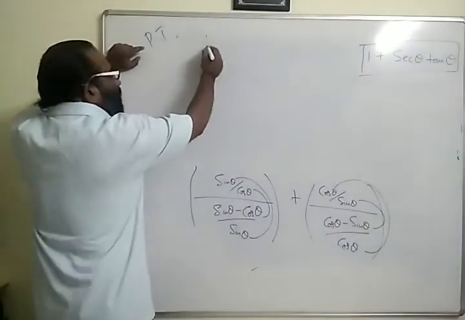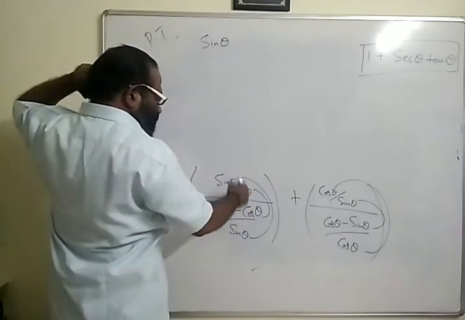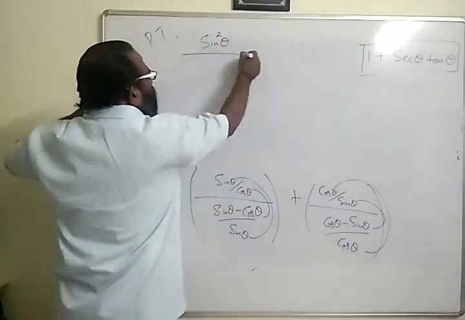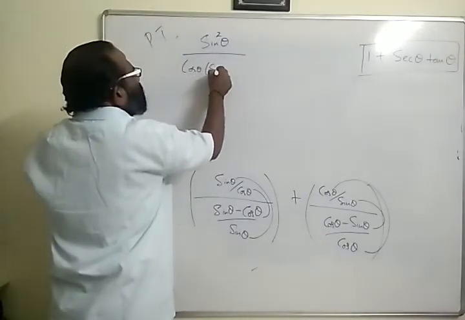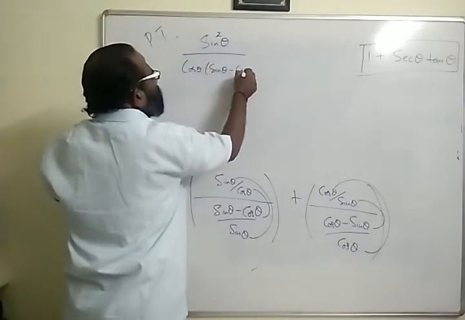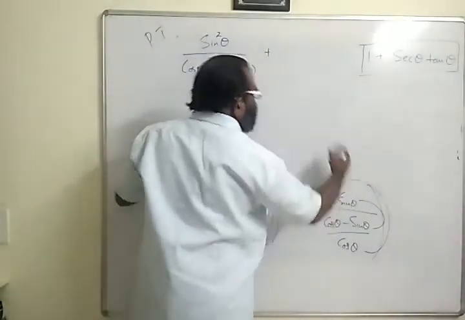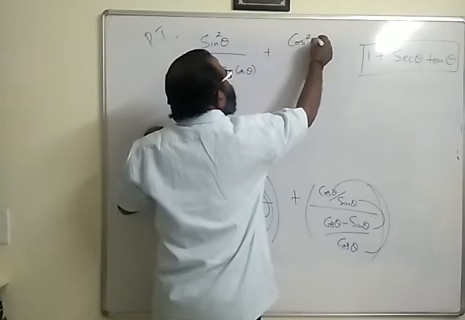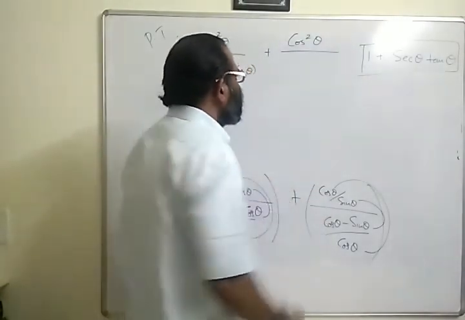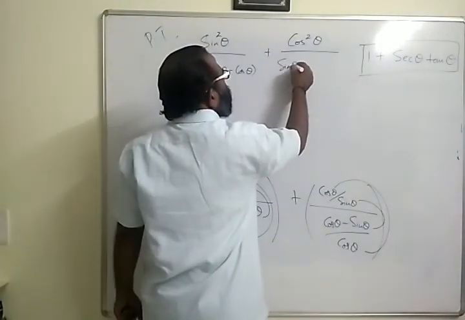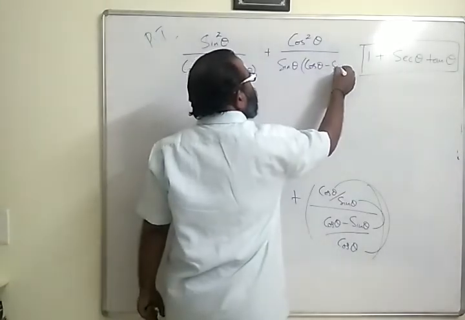So now I can write it as sine theta into sine theta, that is sine squared theta by cos theta into sine theta minus cos theta plus, the cos goes up, so it becomes cos squared theta by sine theta into cos theta minus sine theta.